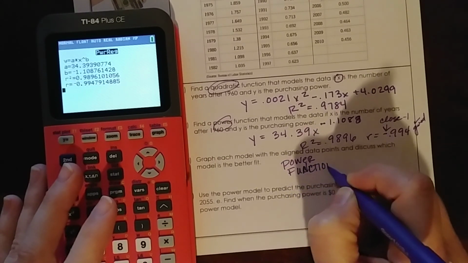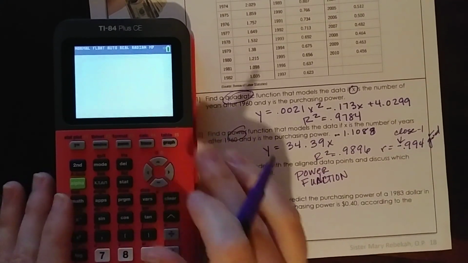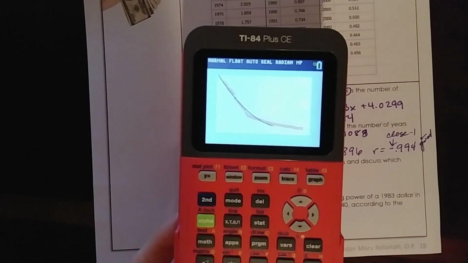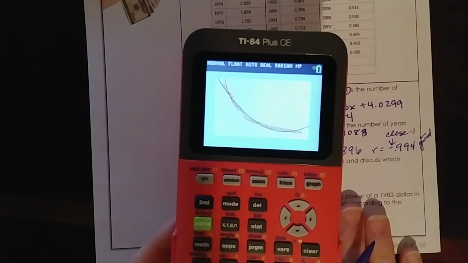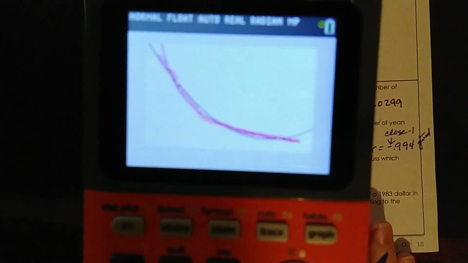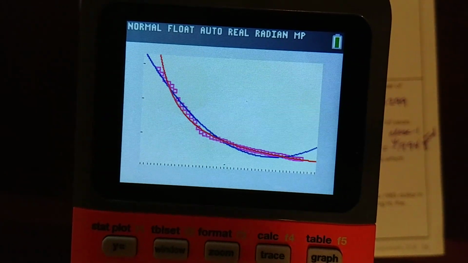Let's see what it would look like. Wow, there's the data. That's really close. There's the quadratic, the blue, and then the red is the power. You can see that the power model is definitely closer to the data, and our correlation coefficient, the R value, shows that to be true.